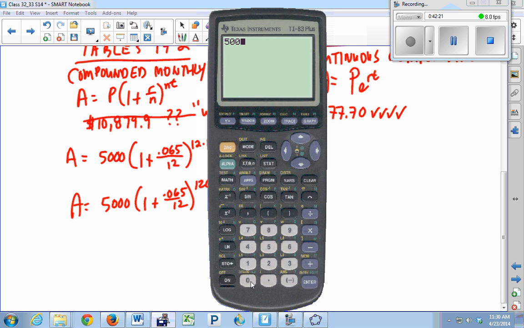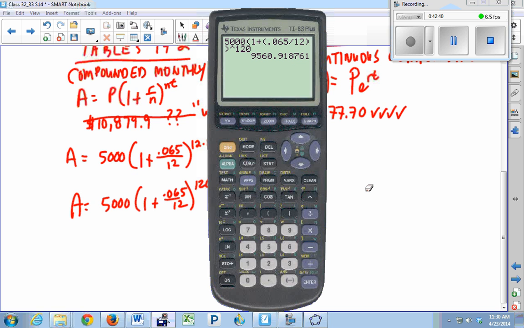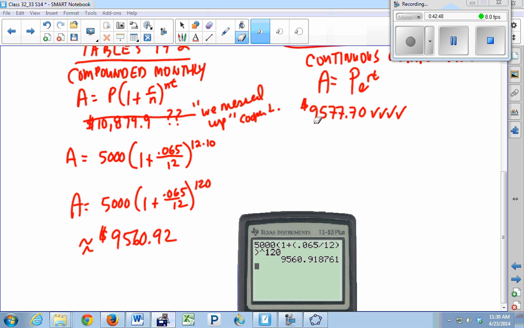We got 5,000 times 1 plus 0.065 divided by 12, and that whole thing raised to the 120th power. $9,560.92 approximately. So again, you can see that there is some advantage to doing it continuously. You earned about $16.22 more.